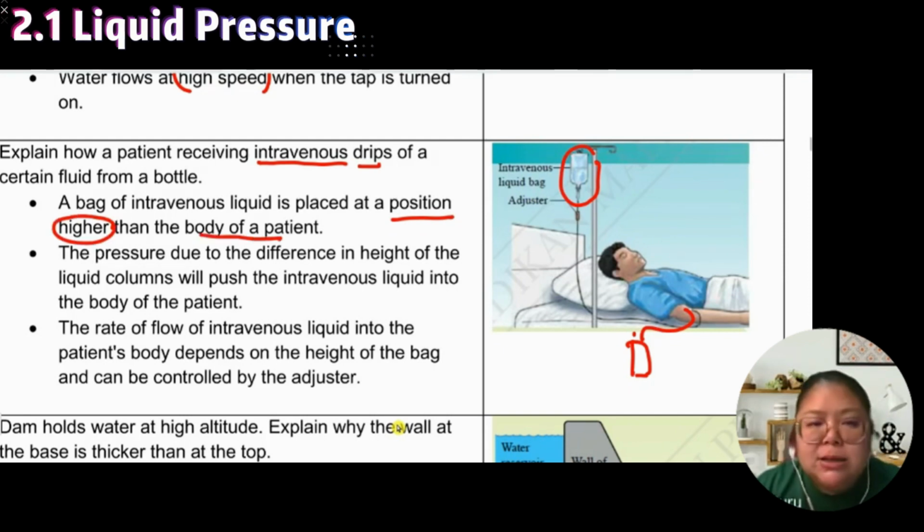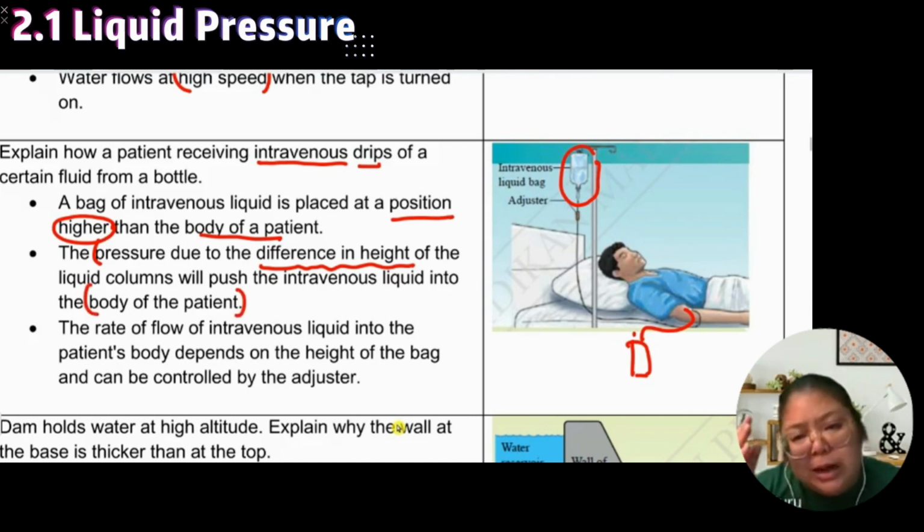Okay, when you put it higher, the pressure is due to the height. Still using the words different height of the liquid column, you push the intravenous liquid into the patient's body. So from the high, it flows to the low. So the rate of flow of the intravenous liquid in the patient's body depends on the height. The higher the height, the more the pressure increases.